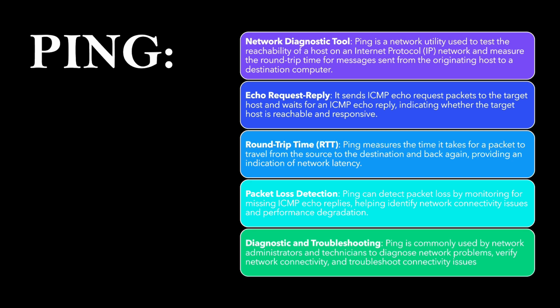Echo request reply: it sends ICMP echo request packets to the target host and waits for an ICMP echo reply, indicating whether the target host is reachable and responsive. Round trip time: ping measures the time it takes for a packet to travel from the source to the destination and back again, providing an indication of network latency.